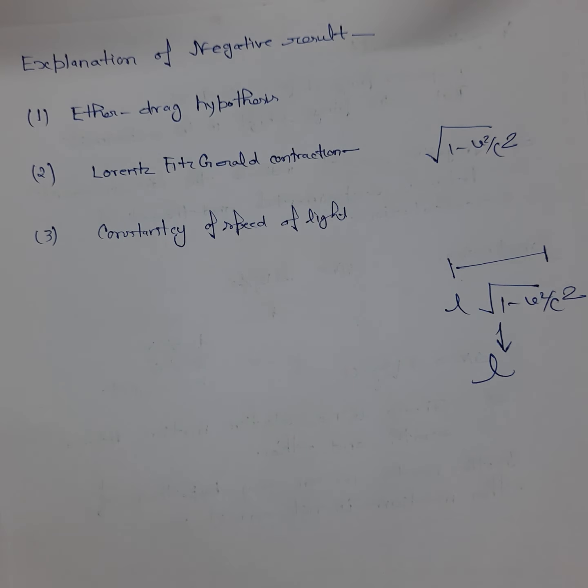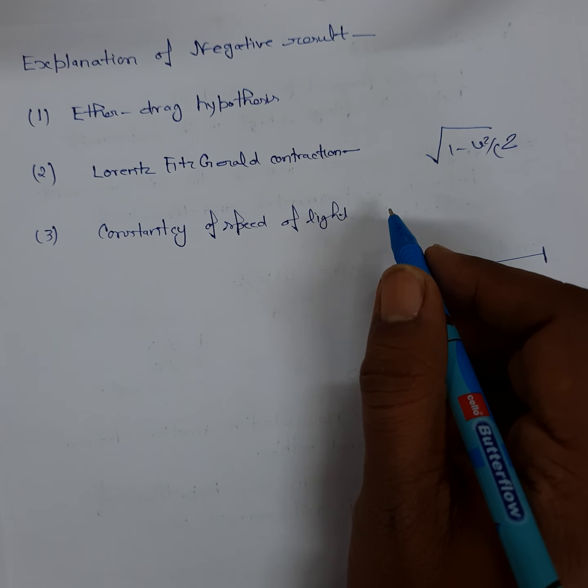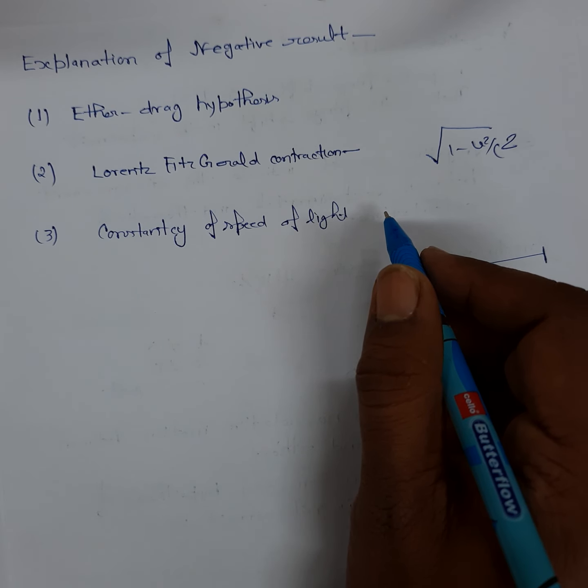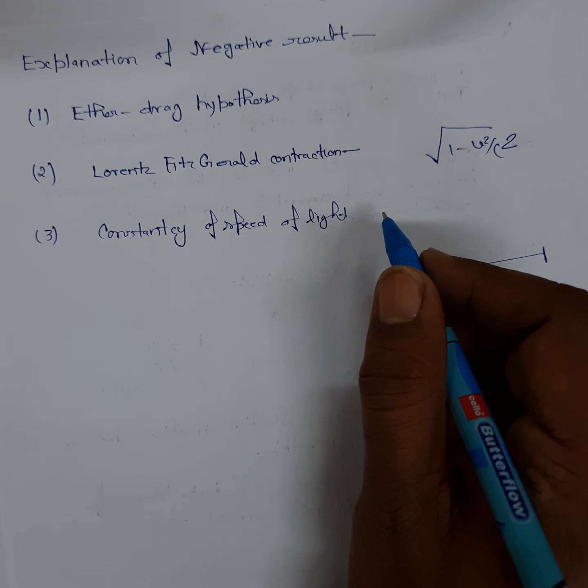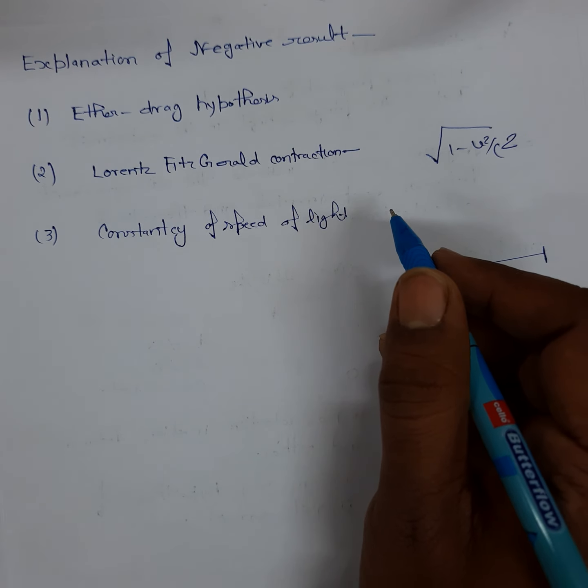The third explanation was the constancy of the speed of light. In 1905, Einstein suggested a true and simple explanation for the negative result of the Michelson-Morley experiment. According to him, the speed of light is constant and independent of the position of the source and the observers. Using this explanation, the time taken by light to travel the two paths in this experiment will be the same, hence no fringe shift is expected.